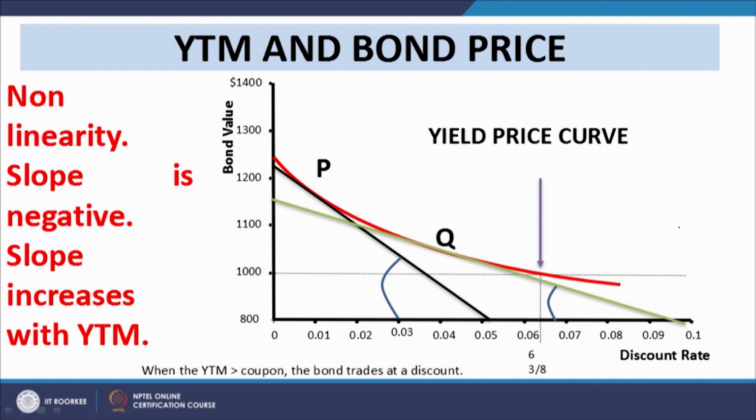So, this is what I have highlighted on the left hand panel. Non-linearity: the slope is negative, it is downward sloping towards the right, and the slope increases with YTM. Please note the slope is negative. So, as you can see here, as YTM increases, the slope approaches 0, and therefore, from a negative value to 0, the slope is increasing, although the absolute value of the slope is decreasing. I repeat, the slope is increasing, but the absolute value of the slope is decreasing. Why is that? Because the slope is negative.